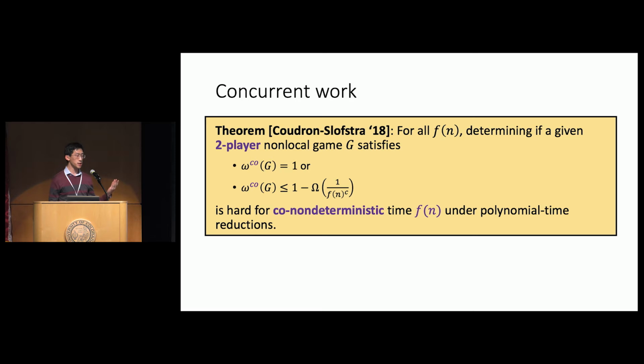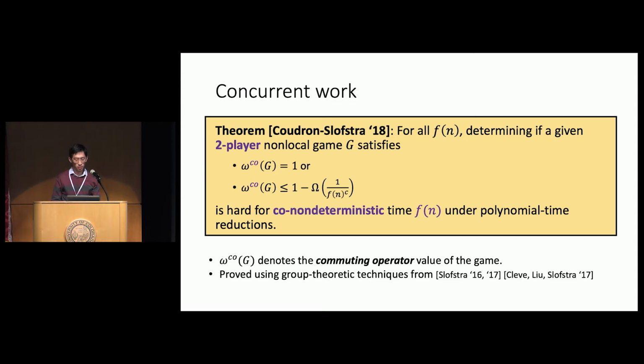And their complexity result is, the problem of distinguishing between these two cases is hard for co-non-deterministic time f of n. And this was proved using very different techniques. They use these group theoretic techniques that come from earlier works of William Slofstra and Richard Cleve and so on.